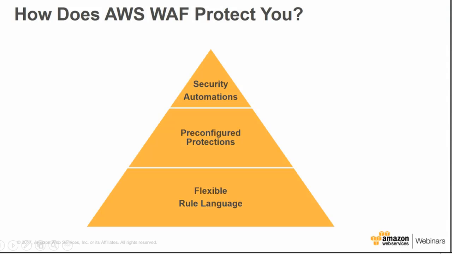So how does AWS WAF protect you? We call this the pyramid of security. At the very bottom, you have the flexible rule language. If you were to start with a bare-bone AWS WAF, you have a flexible rule language that's very easy to understand and write. These are specifically for your custom rules.